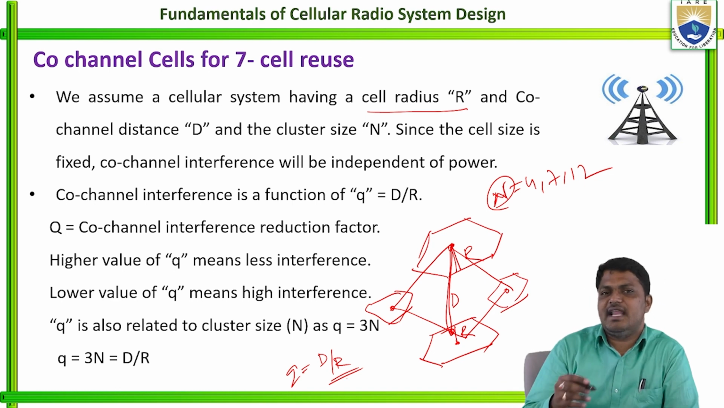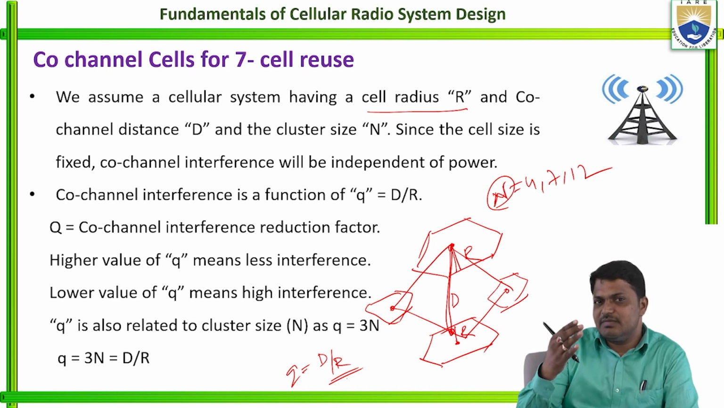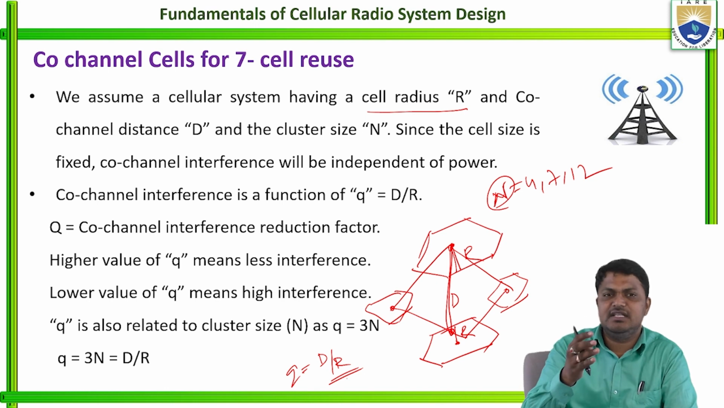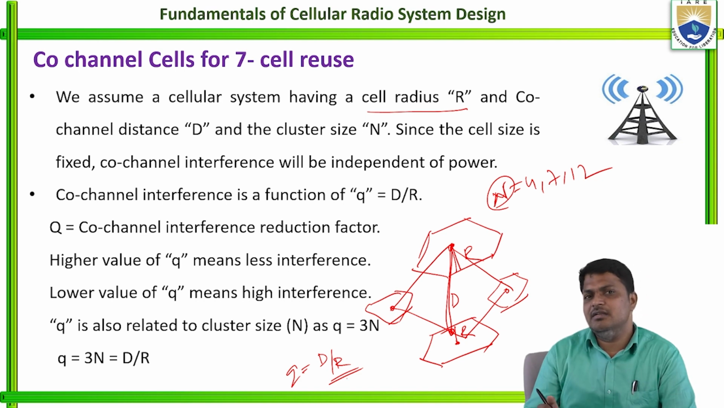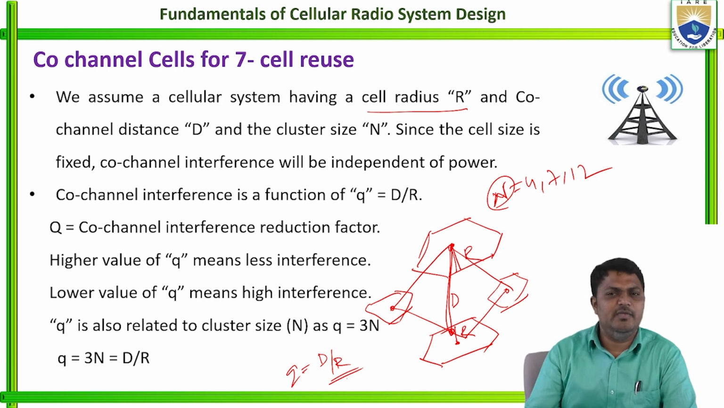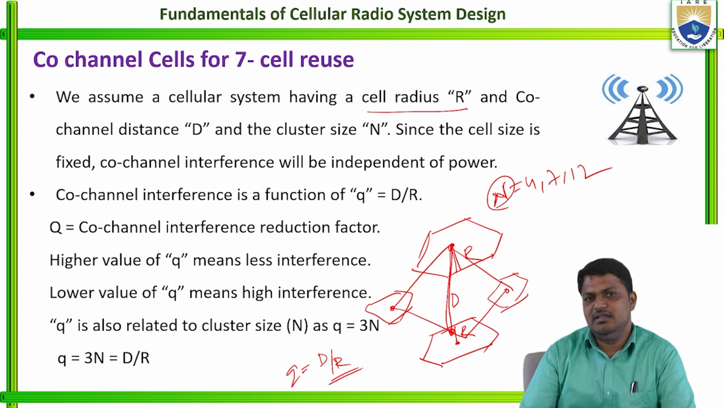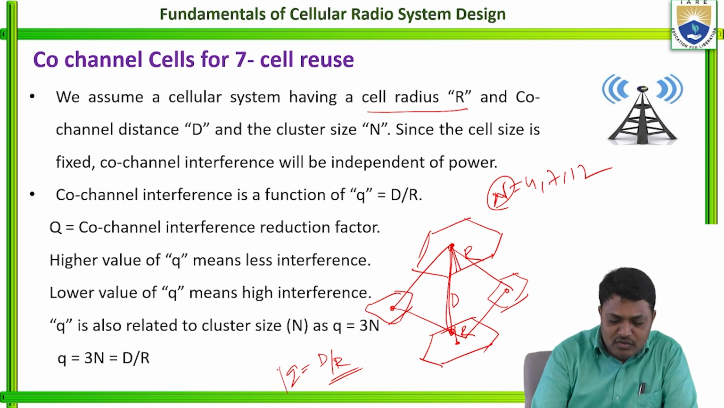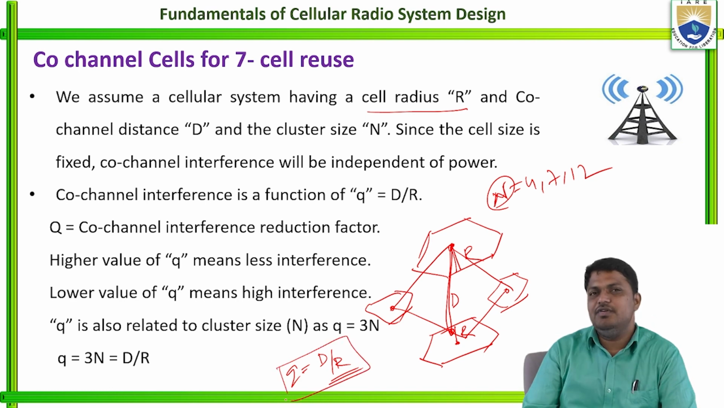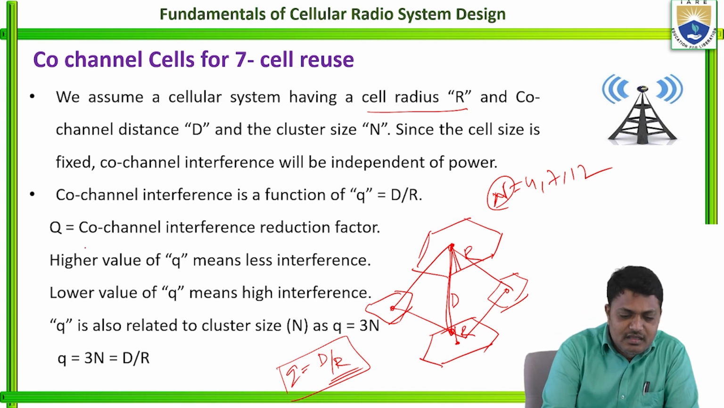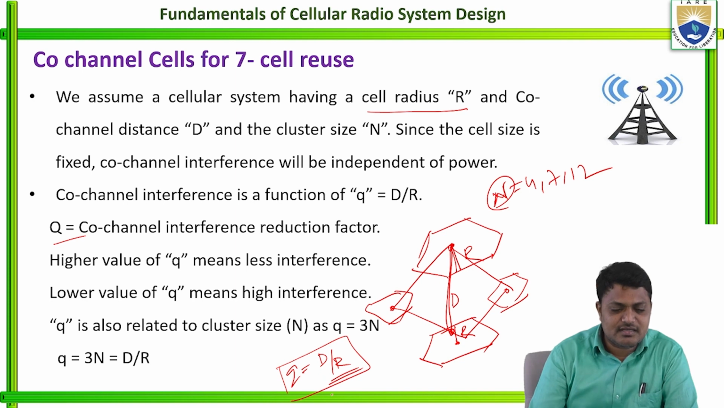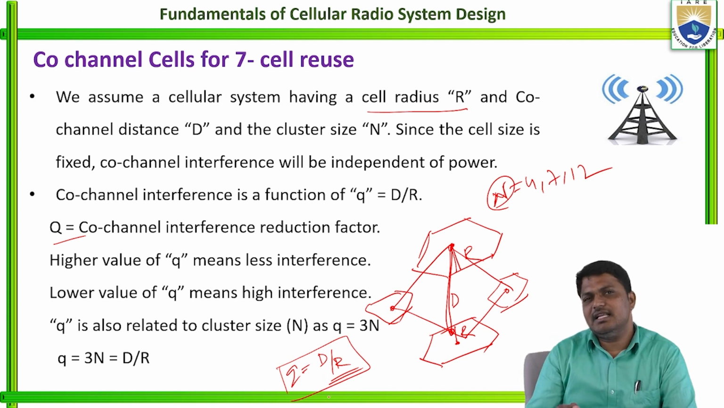That is, q is given as d by r, the distance between. Just now we discussed in the previous slide that we have to maintain a minimum distance between the co-channels for better isolation and better transmission, and then automatically the reduction factor will be reduced, right? So the co-channel interference reduction factor q is given as d by r. Q is nothing but the co-channel interference reduction factor. The higher value of q means less interference.